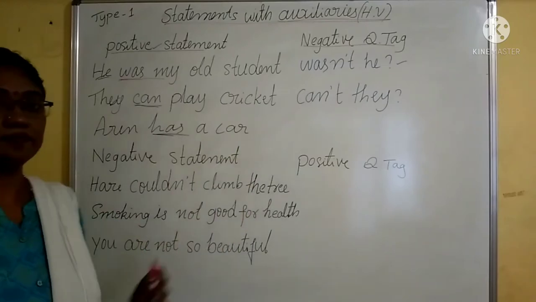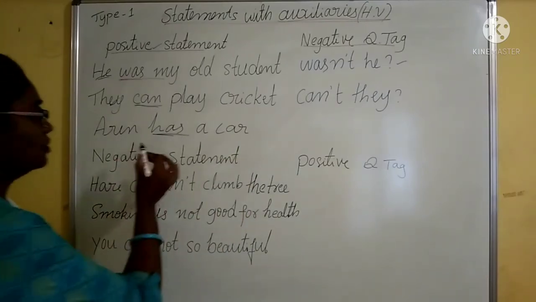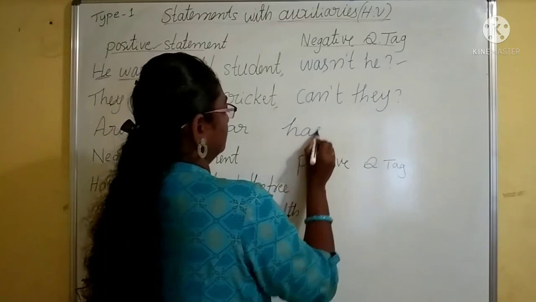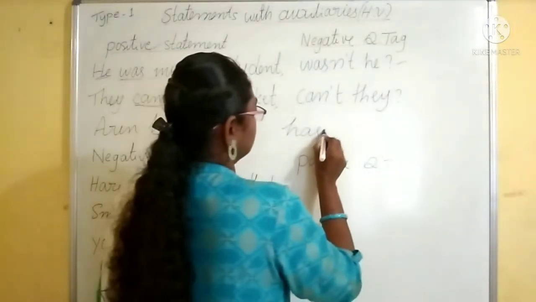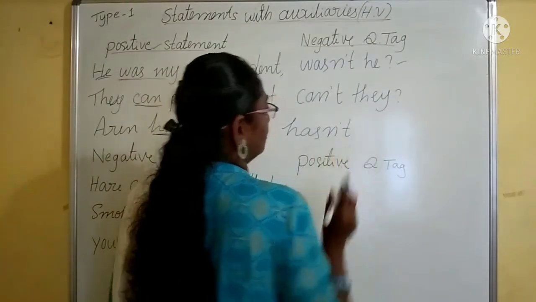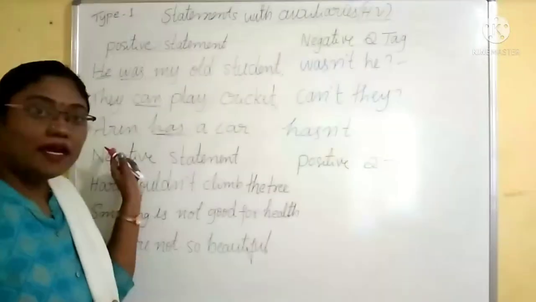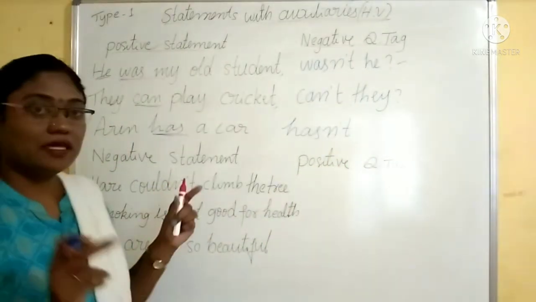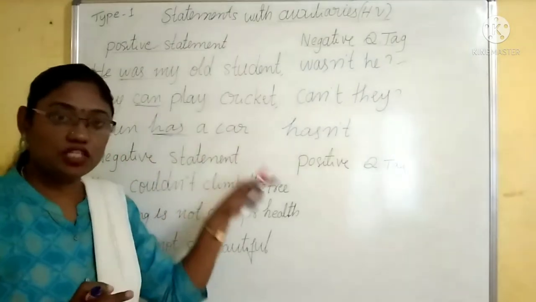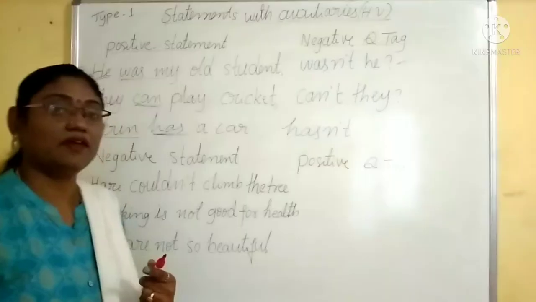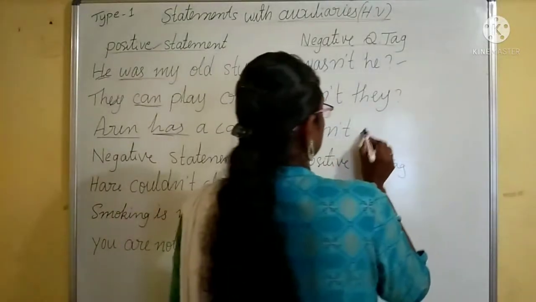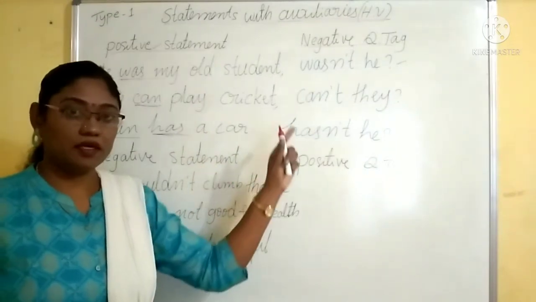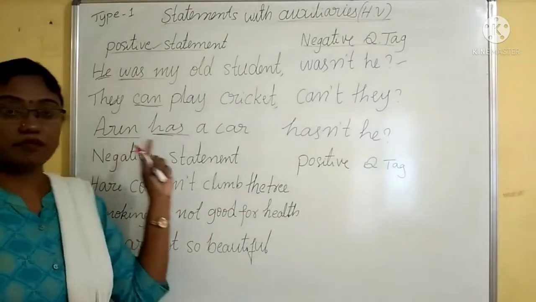Next, Arun has a car. Okay, now you start with the helping verb, then add not. Here, can we write Arun as it is in the question tag? No, that's wrong. If there is a direct noun, you have to change it into a pronoun. Here, Arun, we can write he. So this is how we make negative question tags with positive statements.